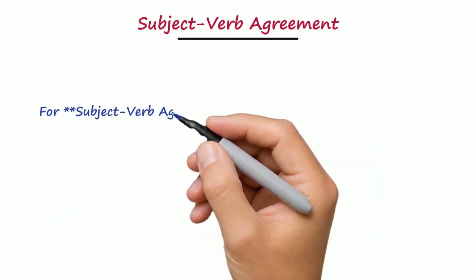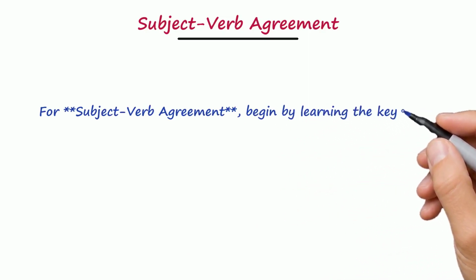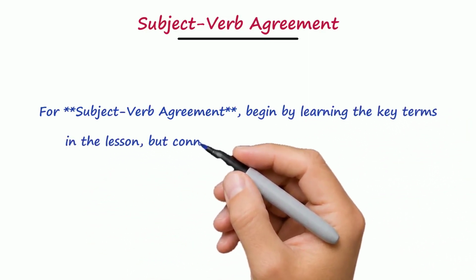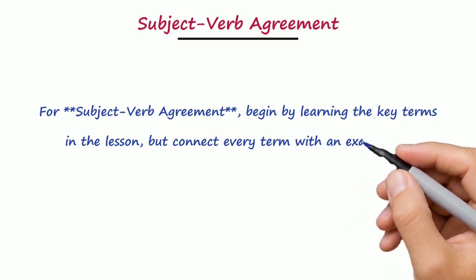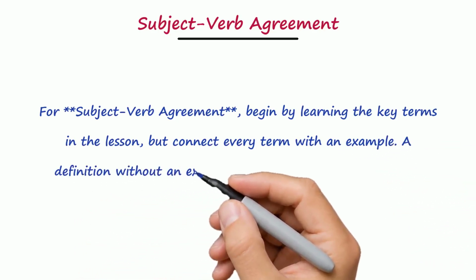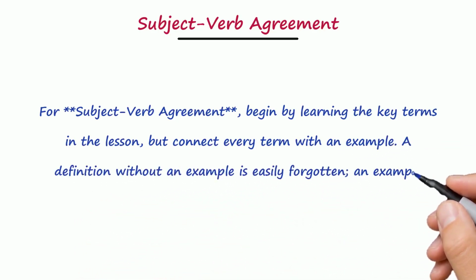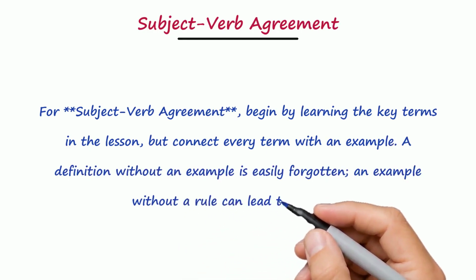For subject-verb agreement, begin by learning the key terms in the lesson, but connect every term with an example. A definition without an example is easily forgotten. An example without a rule can lead to guessing.